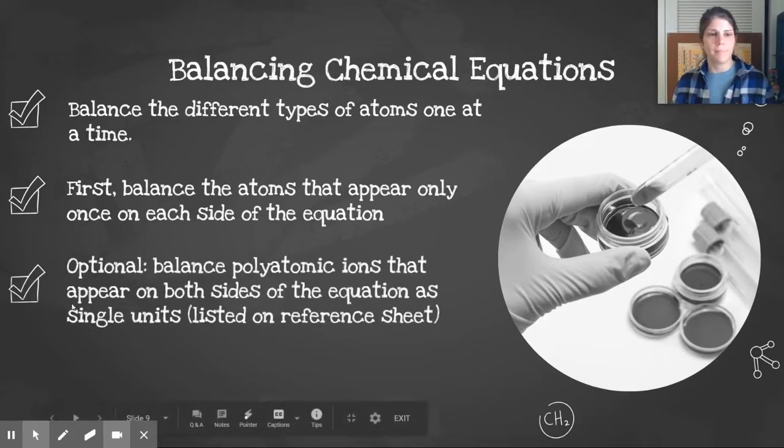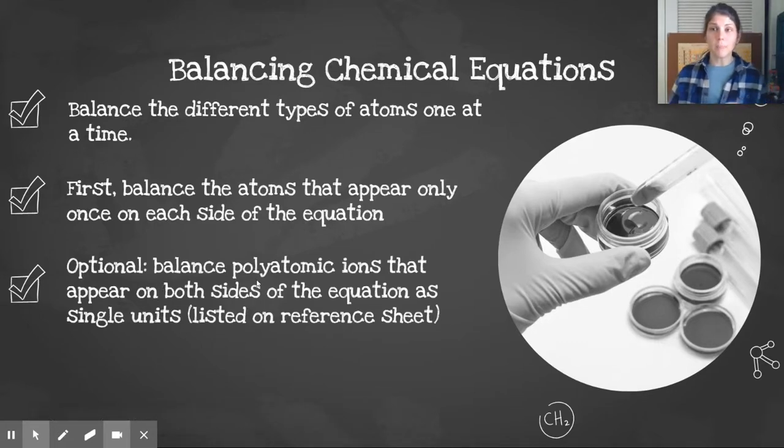Now, I put this optional and I gave it to you in your guided notes, but there's a list of polyatomics on the back of your Braintree periodic table, and we'll see one like this. If there's a polyatomic, you can balance just the polyatomic. It's a little bit harder, and we'll do an example of it later. So just hang on to that.